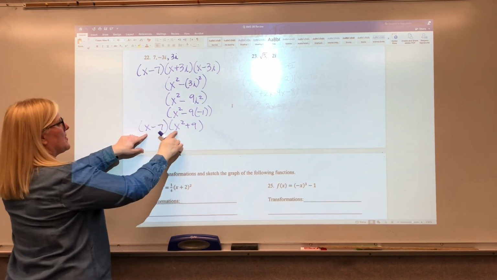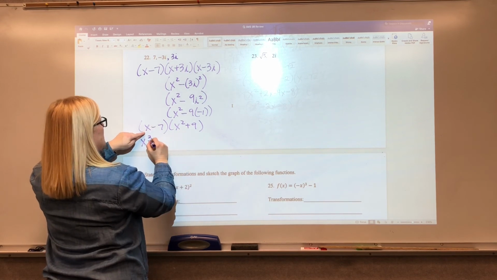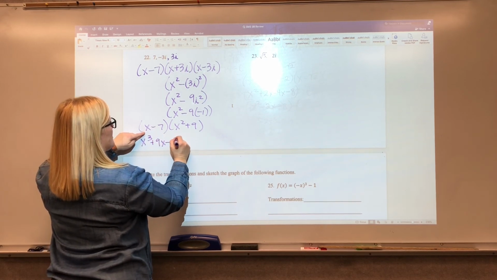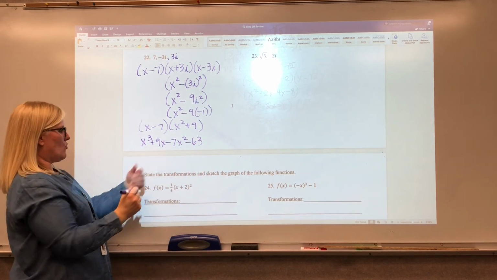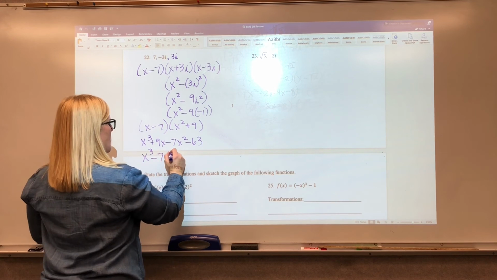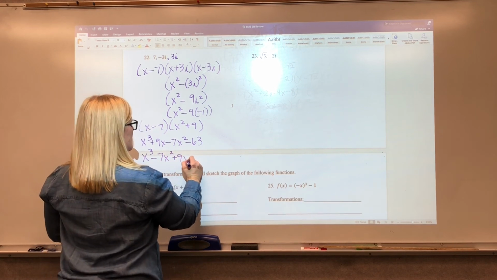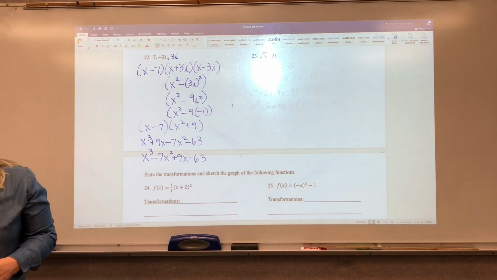So this is going to be x cubed, x times 9 plus 9x, minus 7x squared minus 63. And if I put it in order, then I have x cubed minus 7x squared plus 9x minus 63.